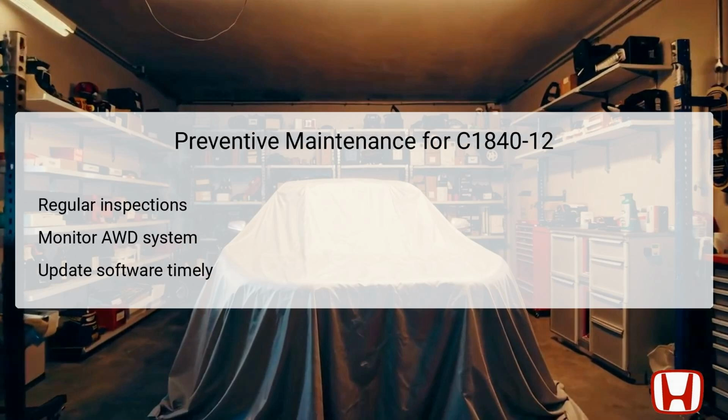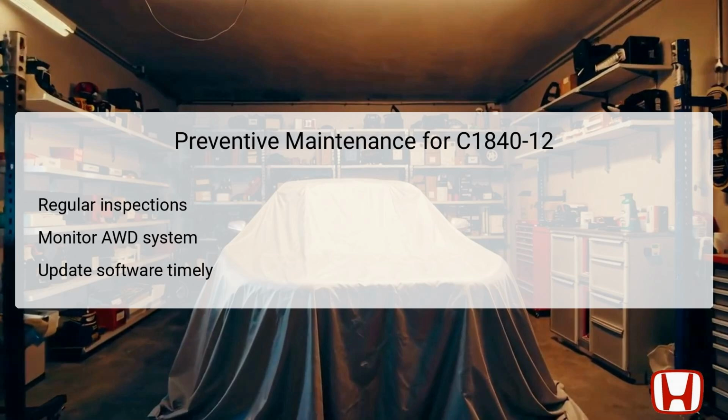To prevent future occurrences of DTC C1840-12, regular maintenance and timely inspections are crucial. Scheduled checks of the differential fluid pressure sensor and its associated wiring can identify potential wear or damage before they lead to system failures. In addition, making it a practice to monitor the all-wheel drive AWD system performance will allow for the early detection of any irregularities, promoting proactive maintenance interventions.